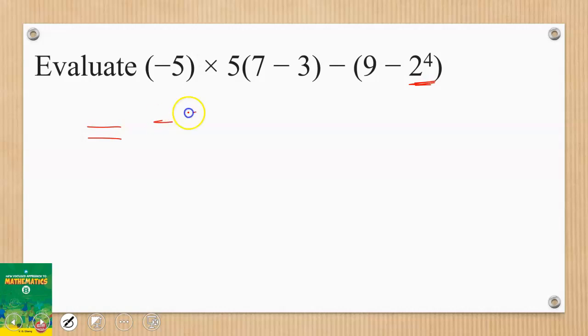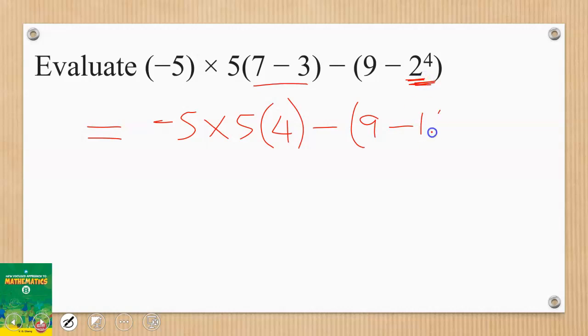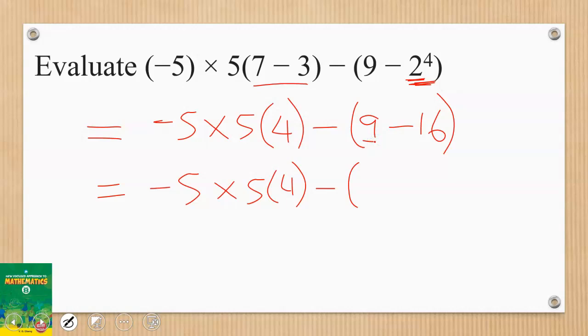So here we can say negative 5 times 5 into bracket. Now the bracket can be worked here as 4 minus into bracket. Here too we do 9 minus the exponent, which is 16. That is 2 times 2 times 2 times 2, 16. Then we still have bracket. So let me just do this minus. Now here in the bracket we have 9 minus 16. So 9 minus 16, we know that is going to give us negative 7, right?